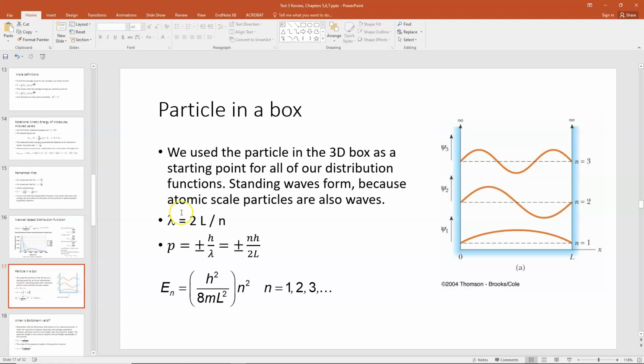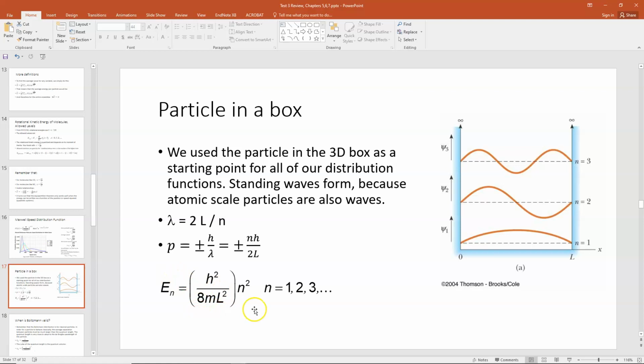And you can find what the wavelength of the standing waves would be by taking 2L over n. N here is the energy level, okay, and L is the length of the box. Now, given the formula for de Broglie wavelengths, you can find the momentum, which would be plus or minus h over lambda from de Broglie's formula, which would give you plus or minus nh over 2L. And then, of course, your energy would be p squared over 2m, and that gives us our formula for our energy levels for a particle in an infinite square well as shown here. h squared n squared over 8mL squared.